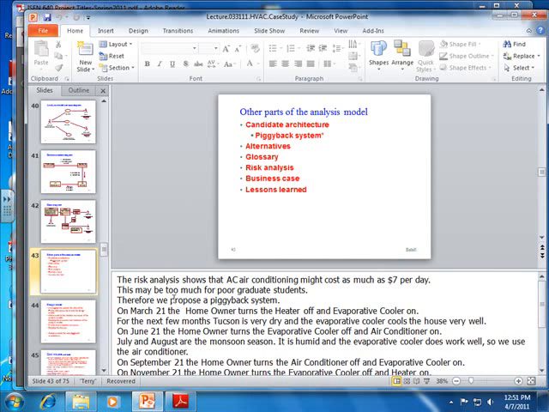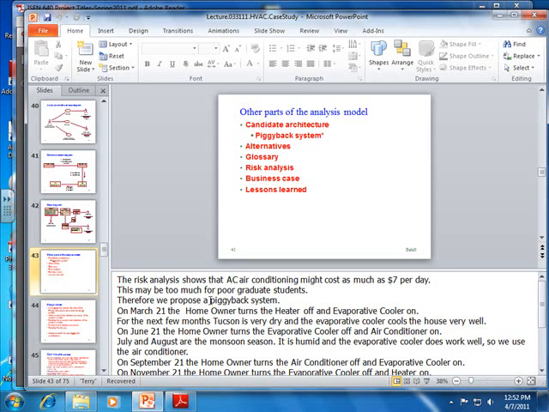So they performed some type of risk analysis, and they found out that the AC air conditioning actually might cost as much as $7 per day. Okay? And then they concluded that this may be too much, especially for graduate students, if they are going to live in the house. This is coming from maybe the homeowner. And so they proposed to have what is known as a piggyback system.